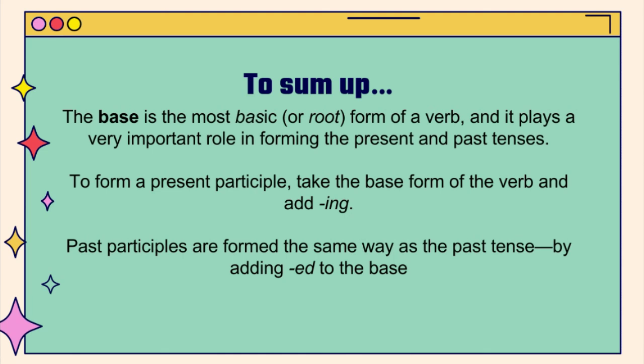Let us sum up our lesson for today. The base is the most basic form of a verb, and it plays a very important role in forming the present and past tense. To form a present participle, take the base form of the verb and add ing. Present participles are used in the progressive tenses, which combine a form of to be, such as am, is, was, and were. Past participles are formed the same way as the past tense, by adding ed to the base word. Past participles are used in the perfect tense, which combine a form of to have, or have, has, and had.